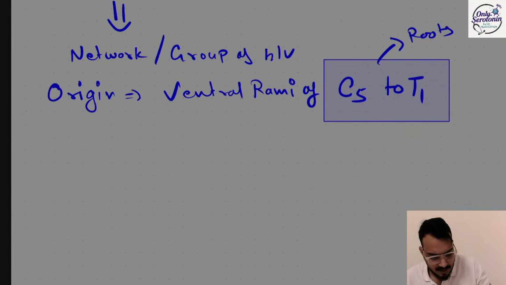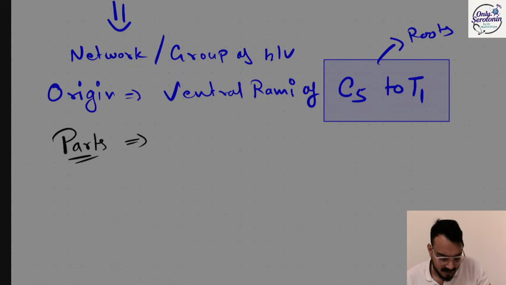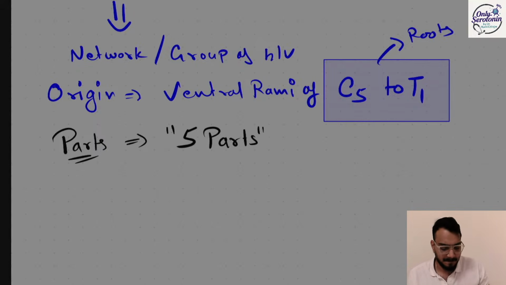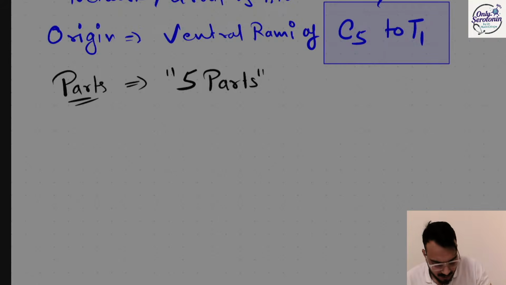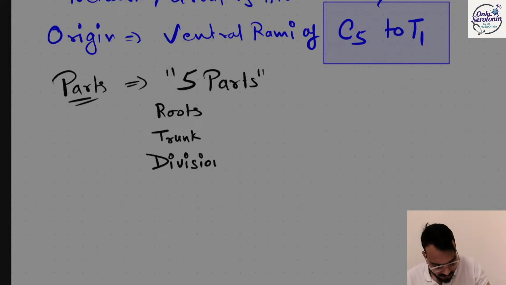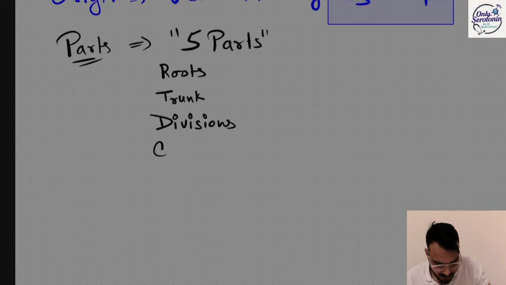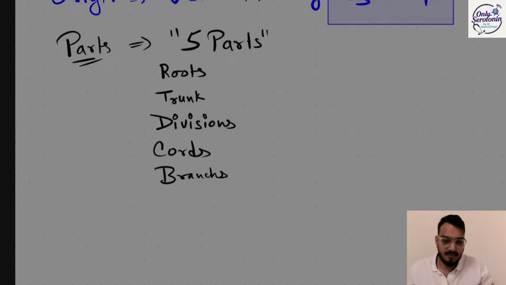This brachial plexus has some parts. How many parts are there in the brachial plexus, guys? In total we have 5 parts. Alright? What are the names? The names are roots, trunk, divisions, cords, and branches. These are the 5 parts of the brachial plexus.